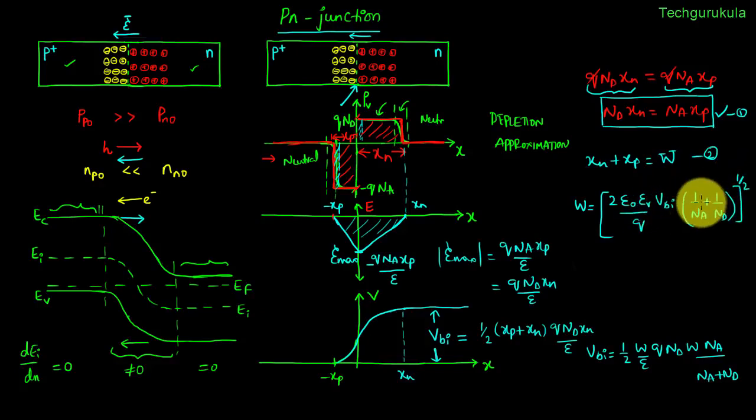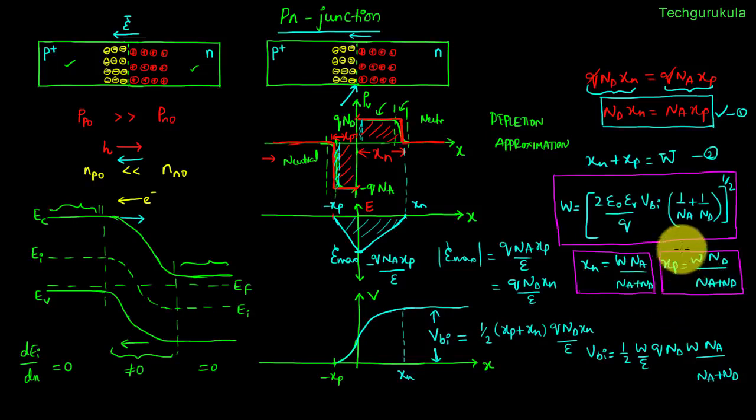Given the doping concentrations and relative permittivity of the p-n junction and the built-in potential, we can find the depletion width of the p-n junction. And as we have seen already, we can individually find the depletion width on the n side, which is W times Na over Na plus Nd, and xp as W times Nd over Na plus Nd. We know all the quantities Na, Nd, epsilon r, and the constants epsilon naught and q, except the value of VBI. How do you find the value of VBI?